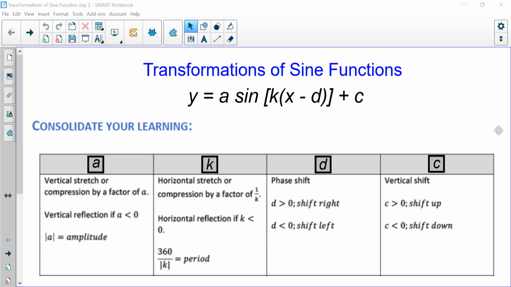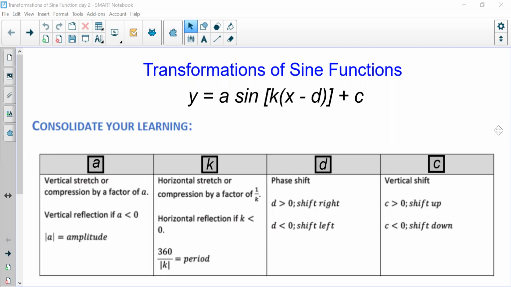Okay, so in sine function, you can see the first letter is A. It's just like quadratic functions. What did A do in a quadratic function? If it was positive or negative, what did it do to the parabola? That was if it was less than 1 or greater than 1, it was stretched or compressed. If A was positive or negative, what did it do? Good. It showed whether it's up or down.